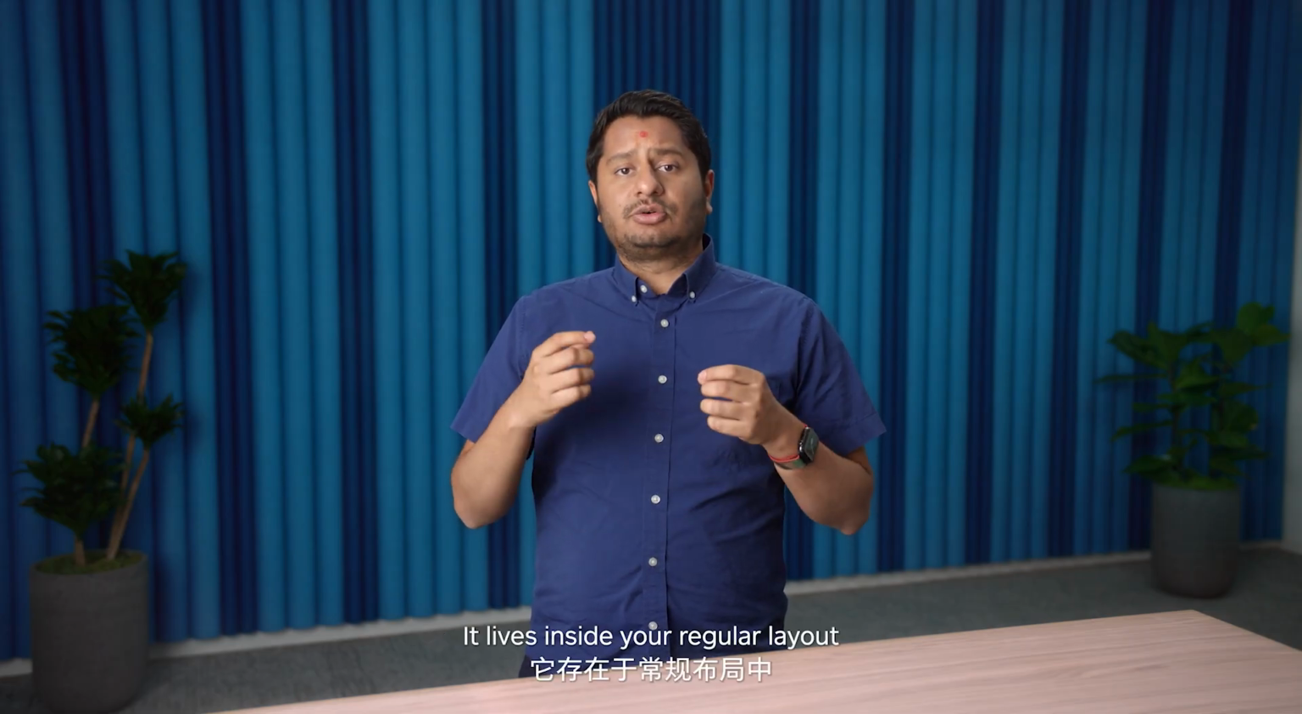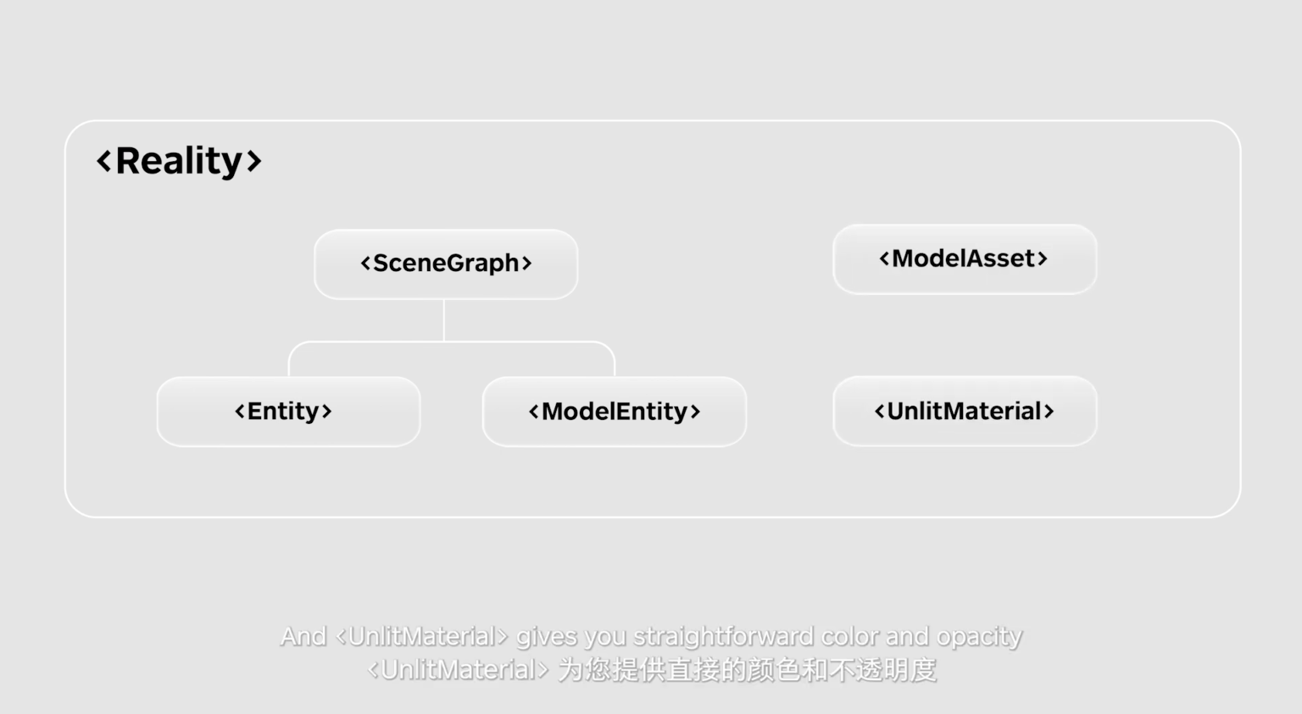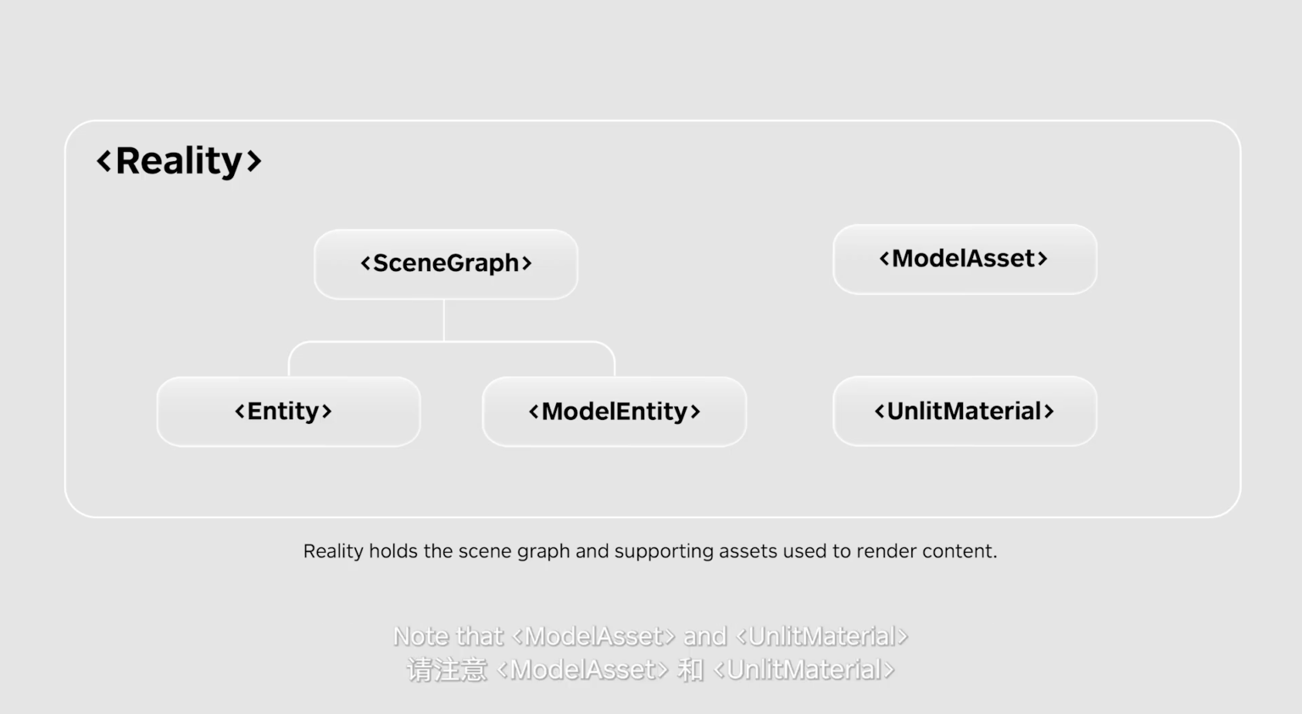A reality component is your 3D canvas. It lives inside your regular layout. Inside reality, a SceneGraph represents a tree of entities. An entity is a simple container for grouping and transforming other objects. A model entity points to a reusable 3D model. An unlit material gives you straightforward color and opacity. Note that model asset and unlit material are declared as direct children of reality outside the SceneGraph. They define shared resources. Entities inside the SceneGraph then reference them by ID.